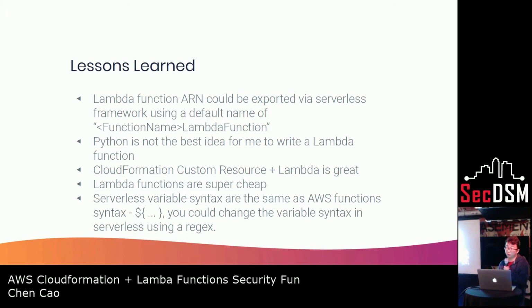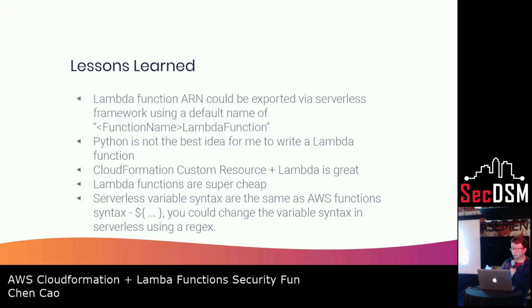Lambda functions are super cheap, so we have hundreds of different Lambda functions there, and we probably run them hundreds of thousands of times monthly, and the cost monthly is under $20, which is almost nothing. And serverless variable syntax is the same as AWS function syntax. This one is pretty tricky.